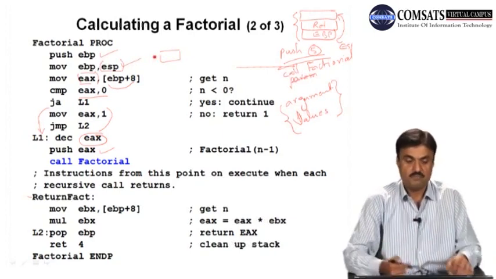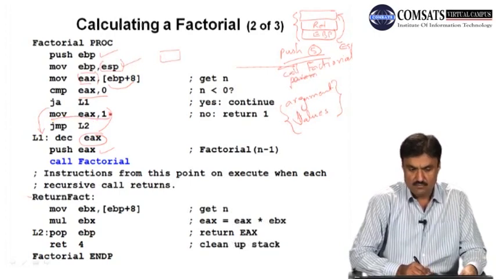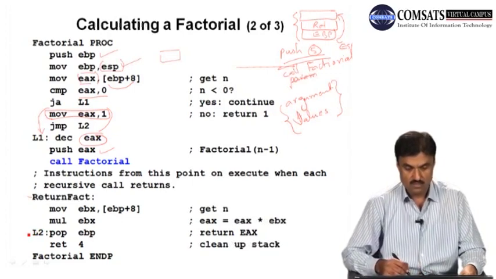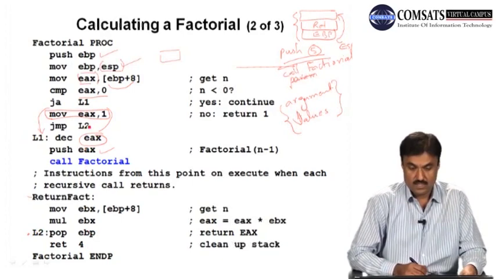So the stack is growing. So when we return back, what will happen if EAX is equal to 0? We assign EAX equal to 1, and then we are going to jump to L2 here. So this is the point where we jump to L2. For example, in case it is not greater than 0, it will be jumped to L2.